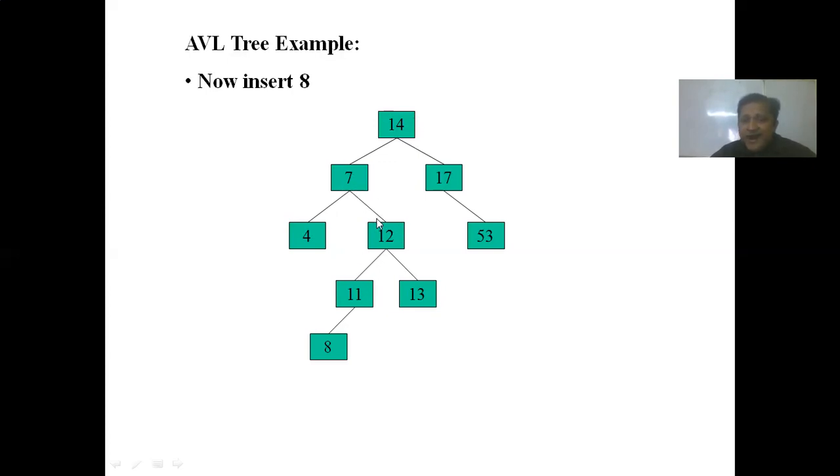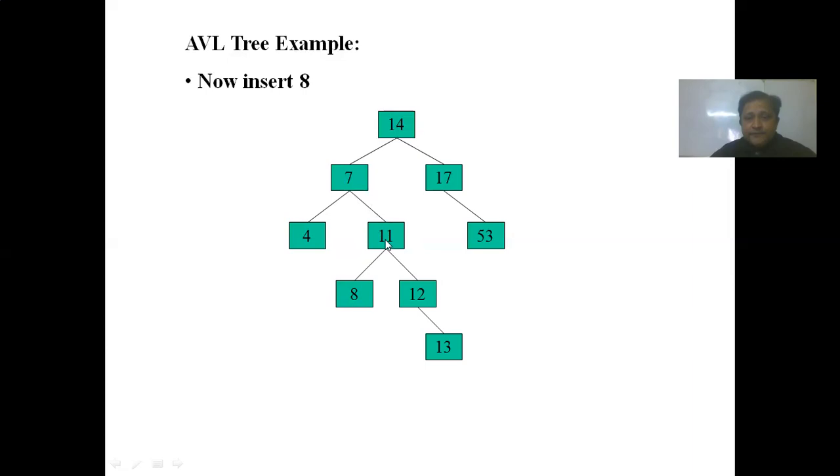So for this RL imbalance, we have to first make it an RR. So 11 will be rotated in a clockwise manner. 12 will also rotate in a clockwise manner. So 11 will become the right child of 7. 12 will become the right child of 11. And the child of 12, that is 13, will remain as it is, as a child of 12 itself. So let's check it.